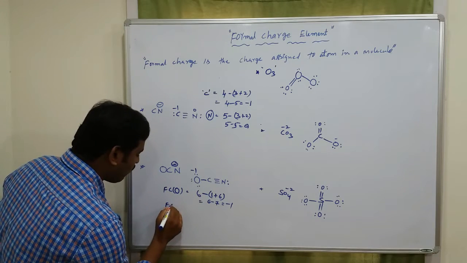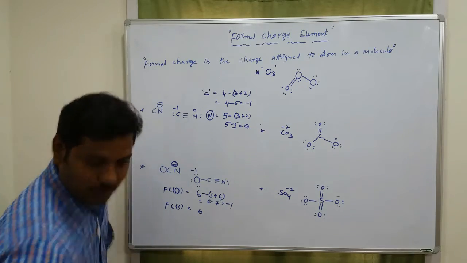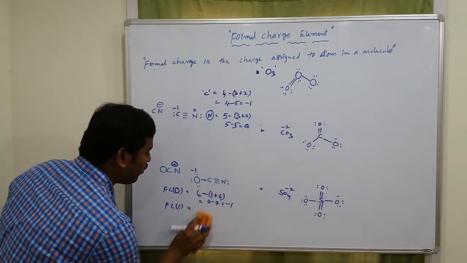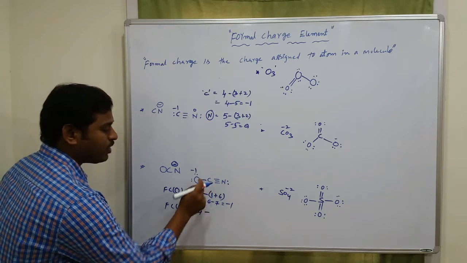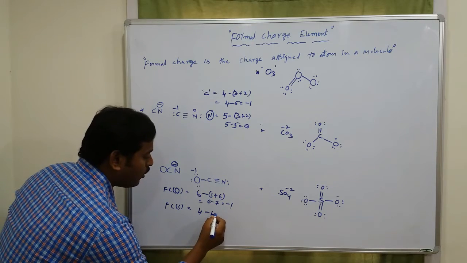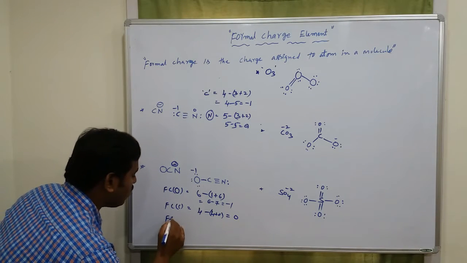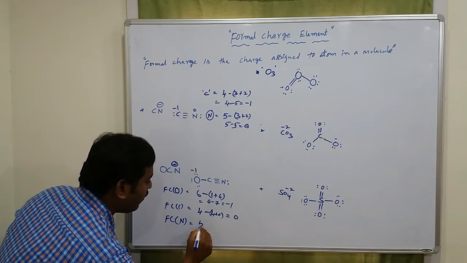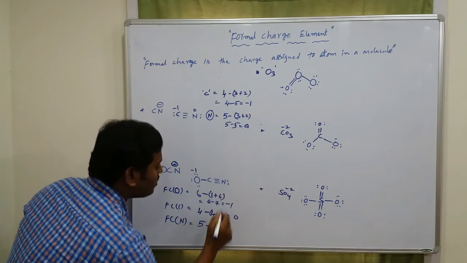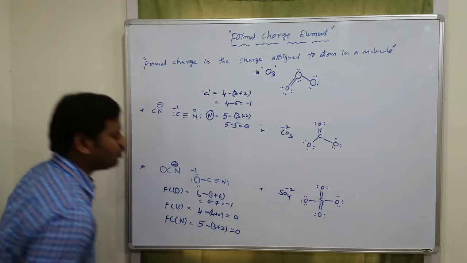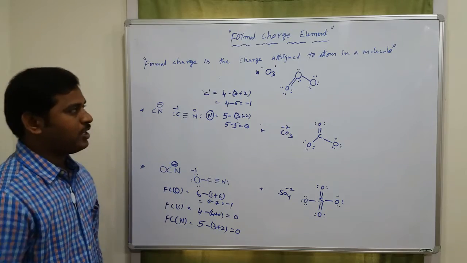Coming to the formal charge of the carbon atom. Carbon group number is 4. Around the carbon atom it has 4 bonds, 1, 2, 3, plus 4. There are no dots or electrons. So 4 minus 4 plus 0 equals 0. Next, the formal charge of nitrogen. Nitrogen group number is 5, minus, around the nitrogen atom it has 3 bonds plus 2 dots. So it is also equal to 0. In the oxygen minus ion, the charge is exactly present on the oxygen atom.